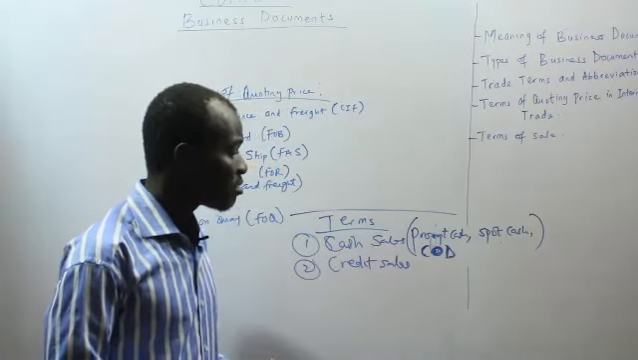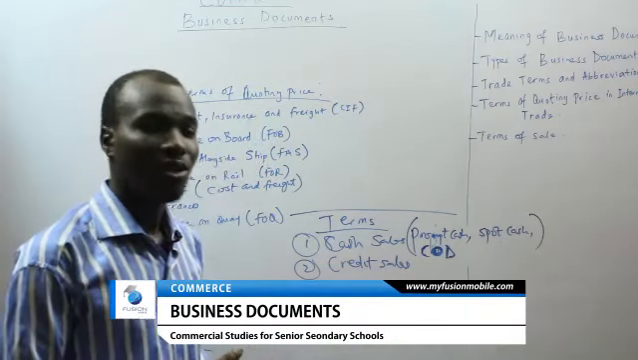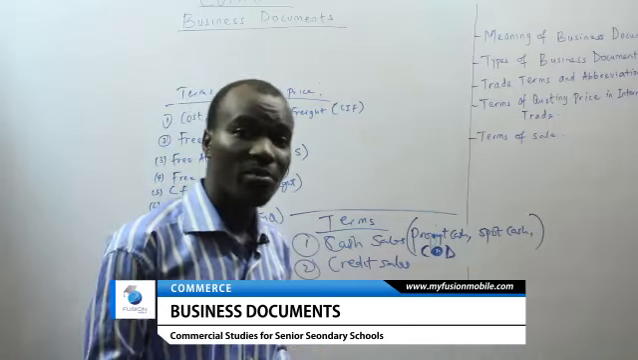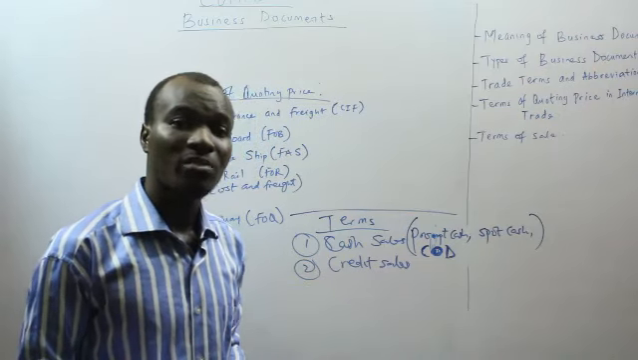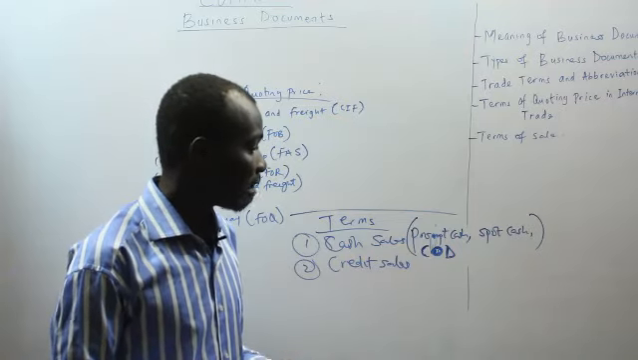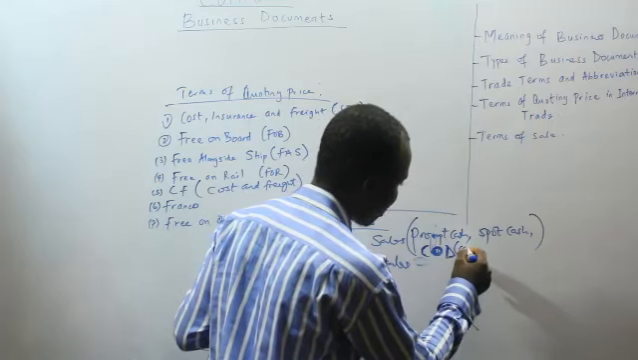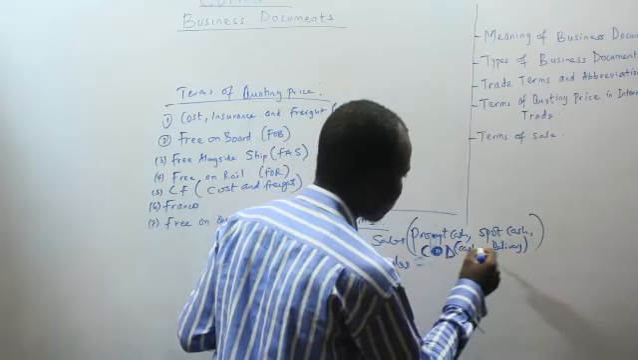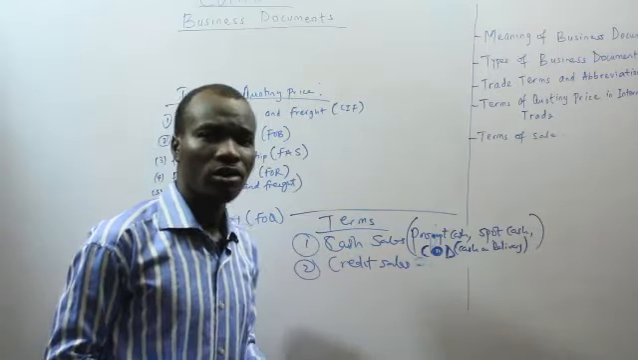The next one we have is cash on delivery. This is actually used in mail order business. Whenever the goods are delivered to the warehouse of the buyer, the buyer is expected to pay immediately for such goods. That is cash on delivery. These are the forms of cash sales we have: the prompt cash, the spot cash, and cash on delivery.